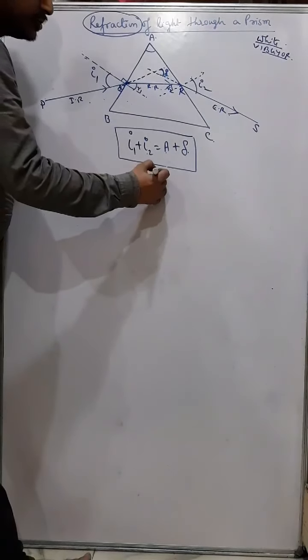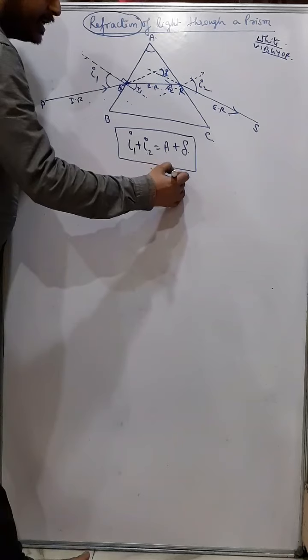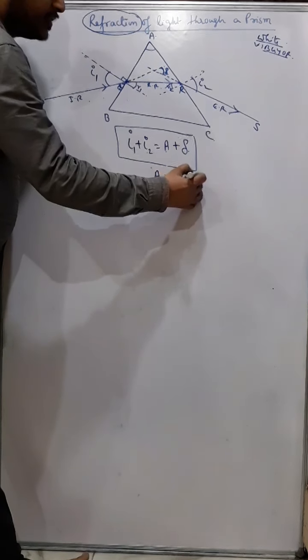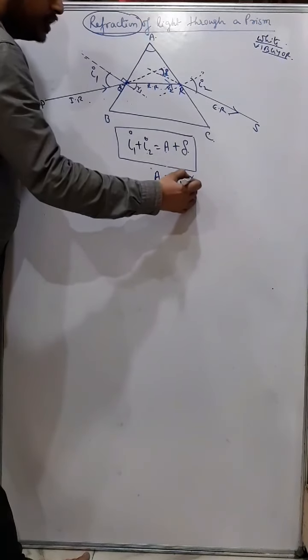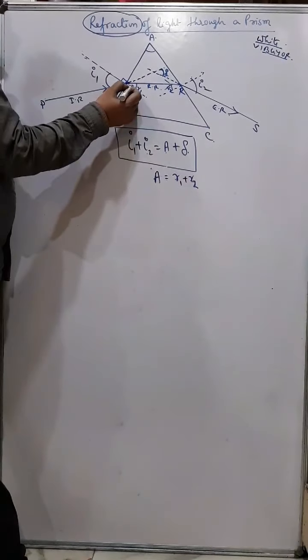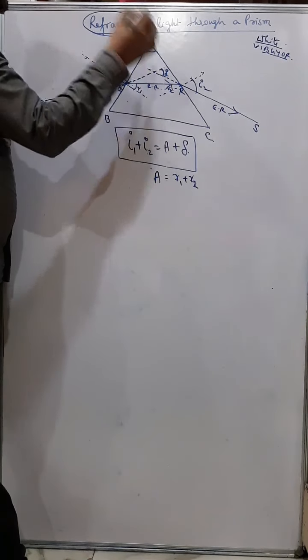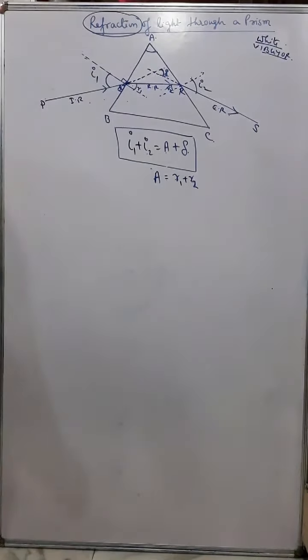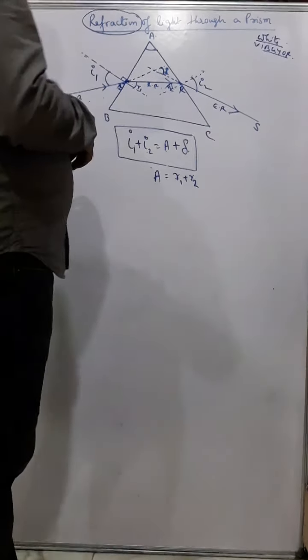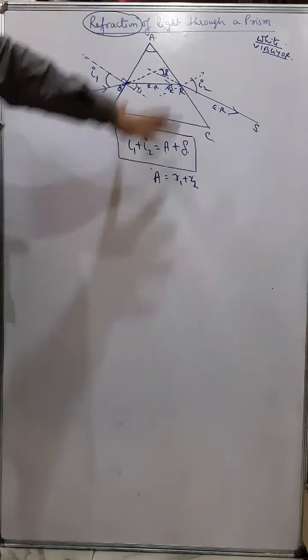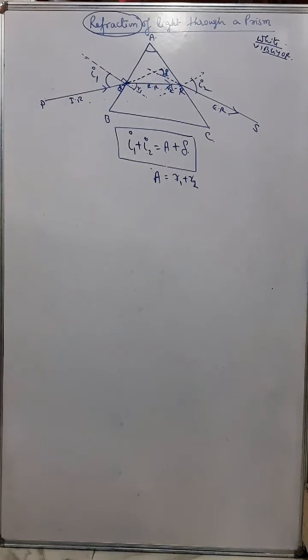And there is another relation, that the value of R1 plus R2 is always equal to A. So the value of R1 and R2 together is always equal to A. So these are the factors about the refraction of a prism. Okay, so this diagram is also very important. All of you should practice.